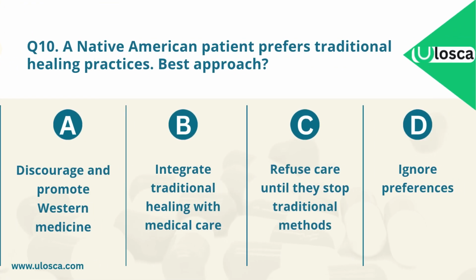Question 10. A nurse is caring for a Native American patient who prefers traditional healing practices. What is the best approach? A. Discourage traditional practices and promote Western medicine. B. Collaborate with the patient to integrate traditional healing with medical treatment. C. Refuse care until the patient stops traditional methods. D. Ignore the patient's preferences to maintain consistency. Which one is the correct answer?